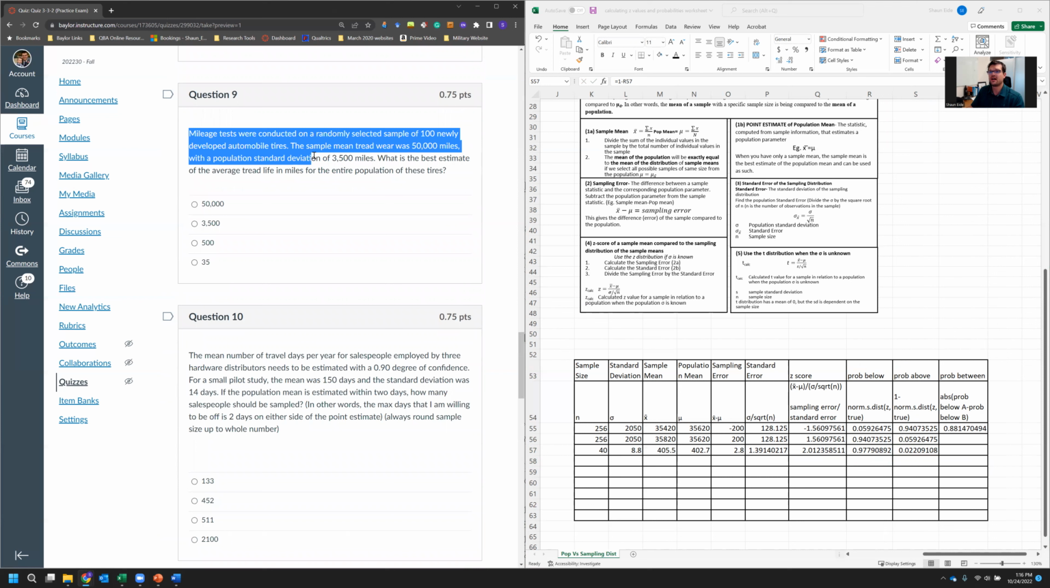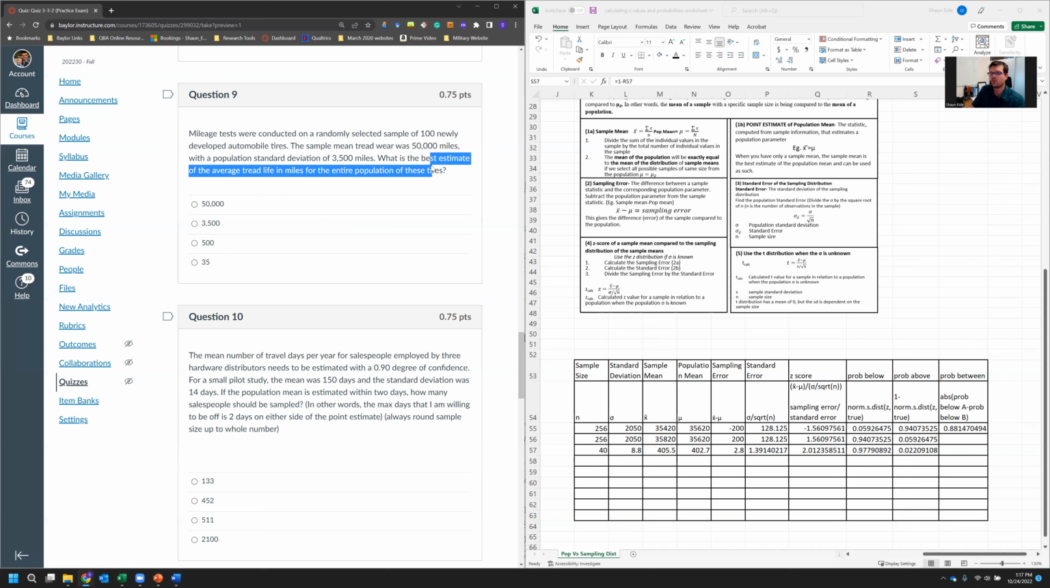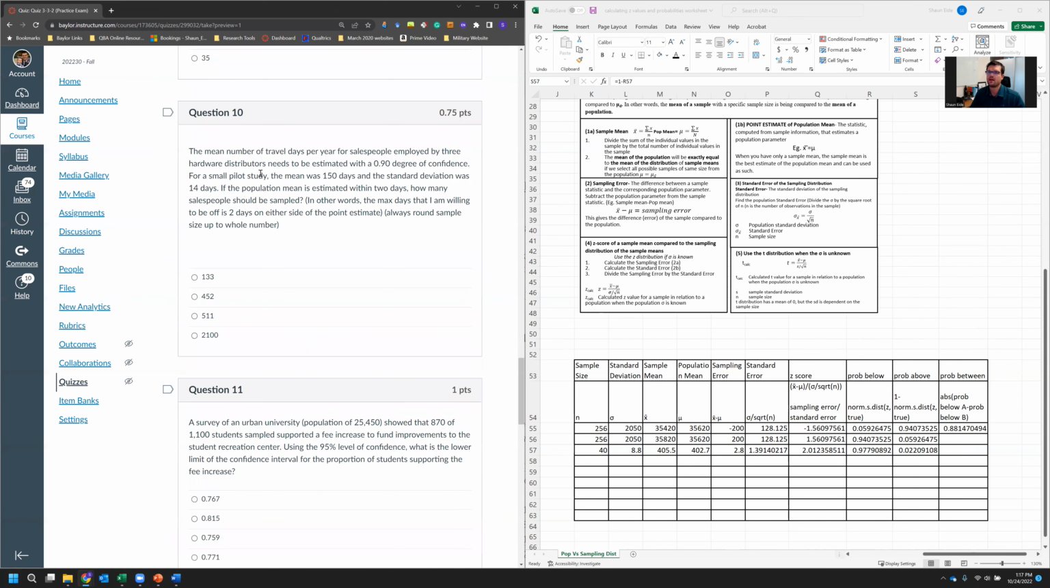Mileage tests were conducted on a randomly selected sample of 100 newly developed tires. The sample mean tread was 50,000 miles with a population standard deviation of 3,500 miles. What is the best estimate of average tread life in miles for the entire population of these tires? So we have a sample of 100. We've got a mean of 50,000. And so the best guess estimate is 50,000. The best guess estimate is whatever we have from the sample. In other words, you're going to use the point estimate from the sample to give you the best estimate for the population.